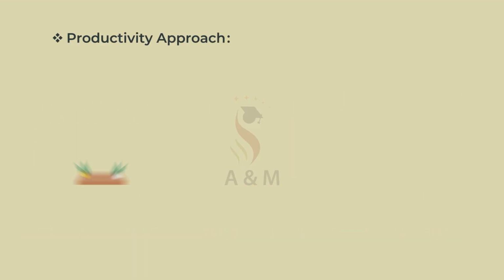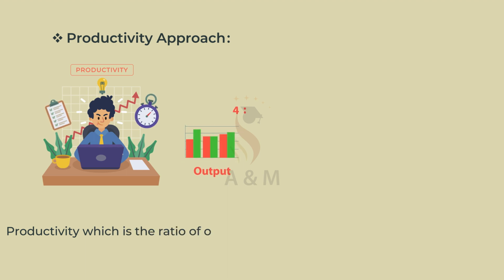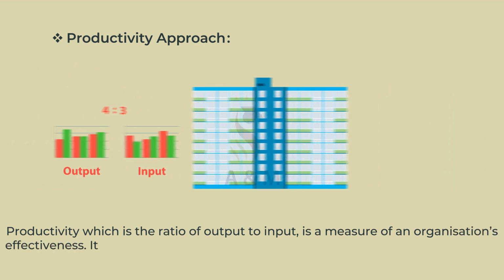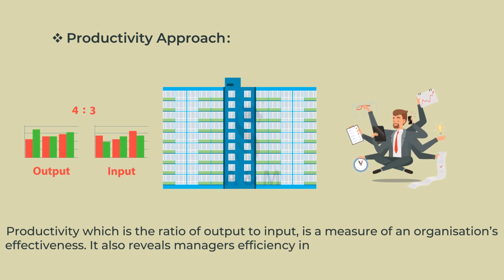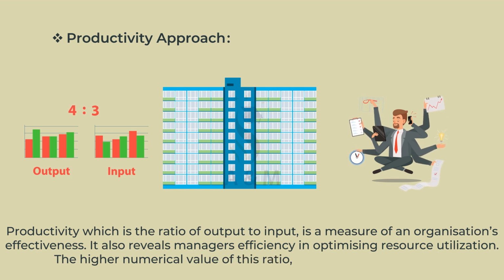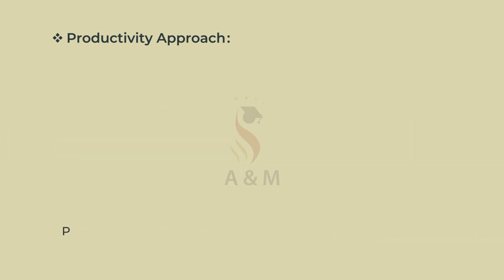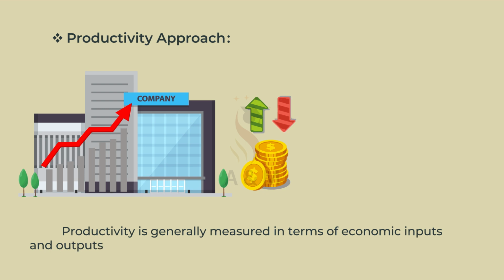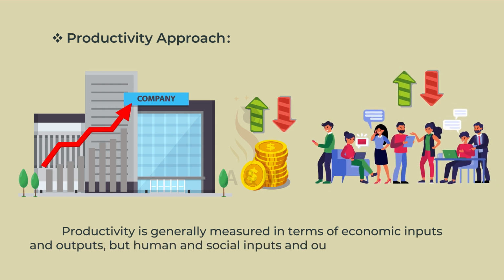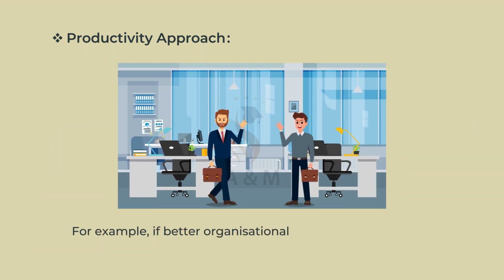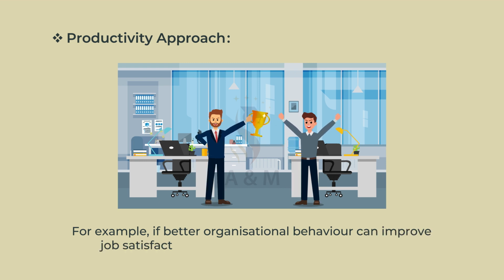Productivity approach. Productivity, which is the ratio of output to input, is a measure of an organization's effectiveness. It also reveals managers' efficiency in optimizing resource utilization. The higher the numerical value of this ratio, the greater the efficiency. Productivity is generally measured in terms of economic inputs and outputs, but human and social inputs and outputs also are important. For example, if better organizational behavior can improve job satisfaction, a human output or benefit occurs.